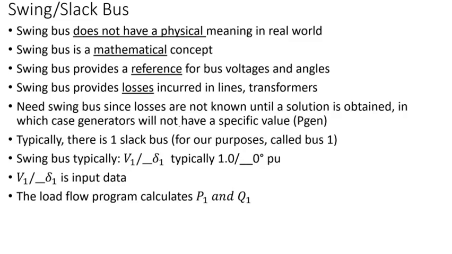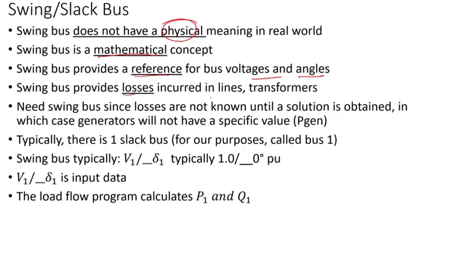So let's start with swing bus or slack bus. Swing bus really does not have any physical meaning. In other words, we don't say a generator in Florida will be our swing bus, and that's not how it works, because when you need generation, all generation is going to be used to the appropriate level. So swing bus is just a mathematical concept. Swing bus provides a reference for bus voltages and angles, because as the power flow iterates, it's going to calculate voltage with reference to something, angle with reference to something, and that's the swing bus.